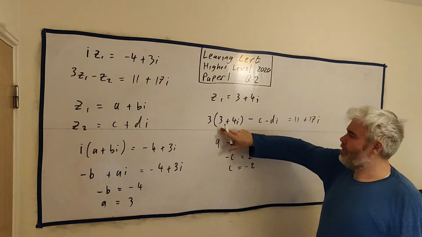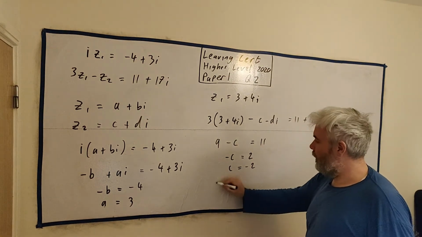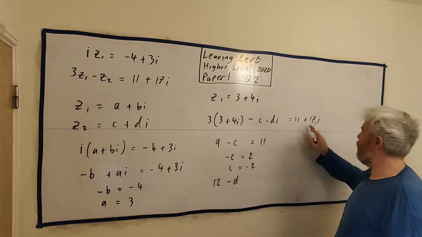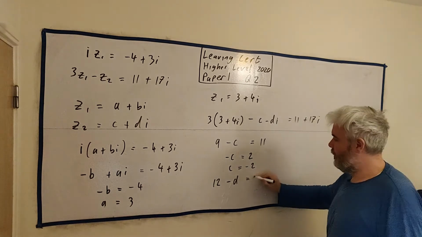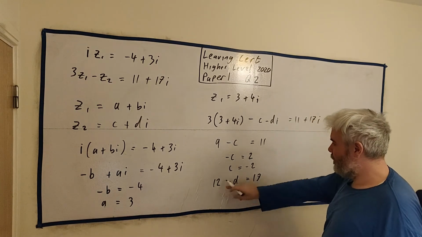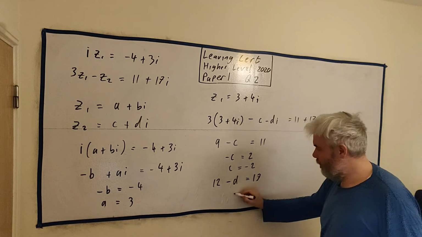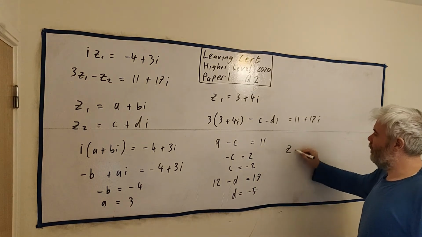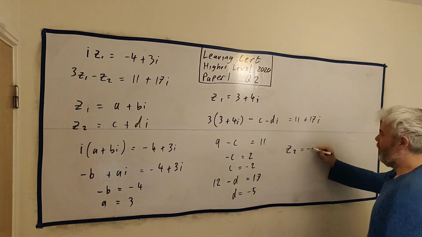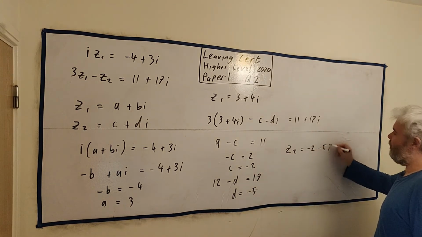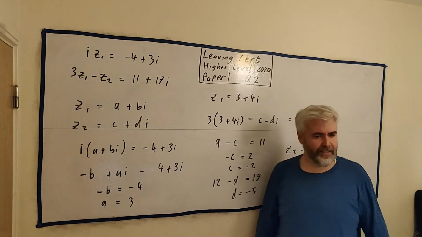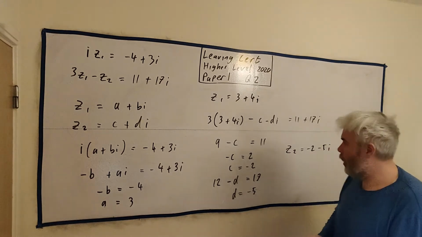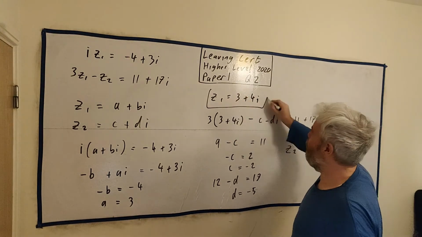Then for the imaginary parts, 3 times 4I gives us 12 I's. Minus DI, so minus D, equals 17. If we rearrange this again, we get minus D is equal to 5, or D is equal to minus 5. So that means Z2 is minus 2 minus 5I. And that's the answer to part A: both Z1 and Z2 in the form of A plus BI.